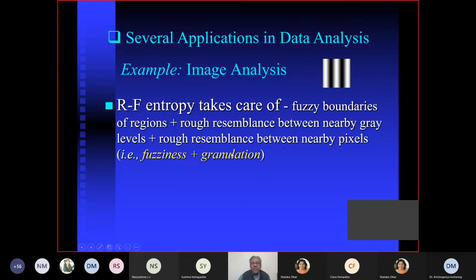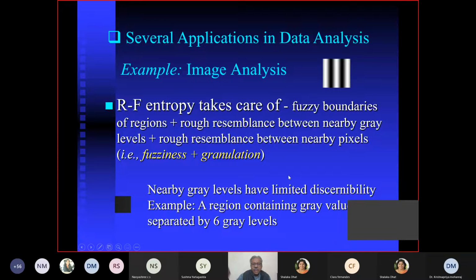So therefore, I can incorporate fuzziness in boundary because of the sinusoidal carrier background, and rough resemblance between nearby variables and between nearby pixels. And nearby variables, as I mentioned before, have limited discernibility. A region containing gray values separated by 6 gray levels: the naked eye cannot discriminate, but here you have 6 consecutive gray levels.